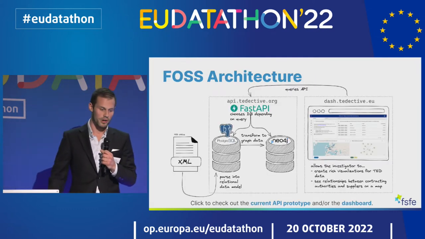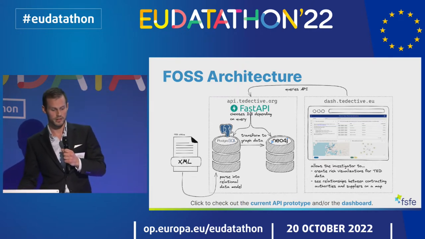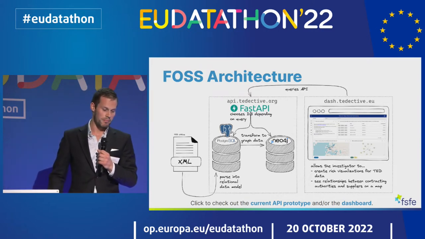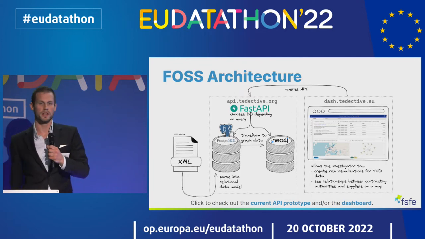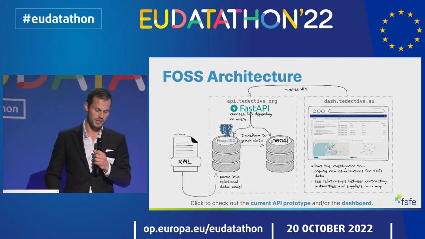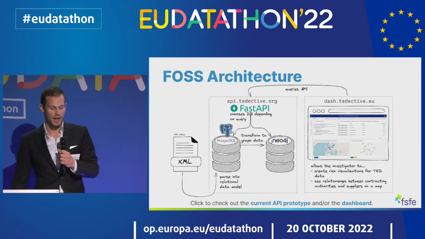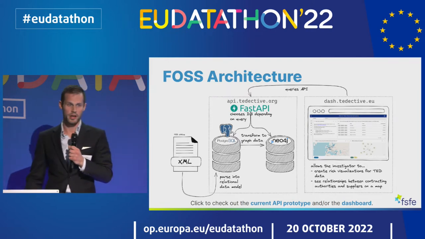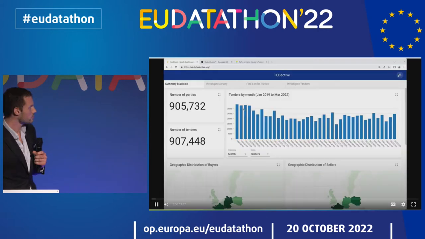So this is our free software architecture. We parse the XML data that's published daily, monthly, and parse that into a PostgreSQL database. And then we transform that into a Neo4j database. That's a graph-backed database. We have an API in front of that. And then we built a dashboard that queries that API. This is all free software. And I will now show you what it can do.